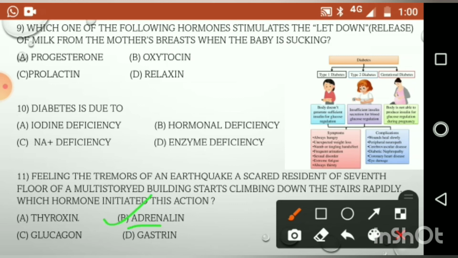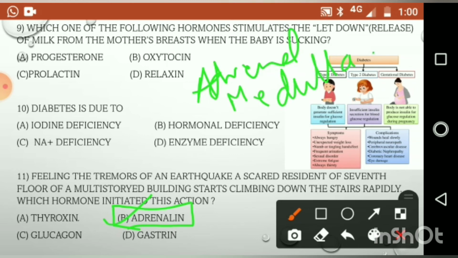Adrenaline. Now, adrenaline hormone is secreted from the adrenal medulla. You need to remember that the adrenal gland has two parts, adrenal cortex and adrenal medulla. We will be focusing on adrenal medulla. Now adrenal medulla secretes two hormones, adrenaline and noradrenaline. Adrenaline is produced in much more quantity as compared to noradrenaline, and the effect of adrenaline is much more than noradrenaline. So adrenaline is dominant both in quantity as well as effectiveness.